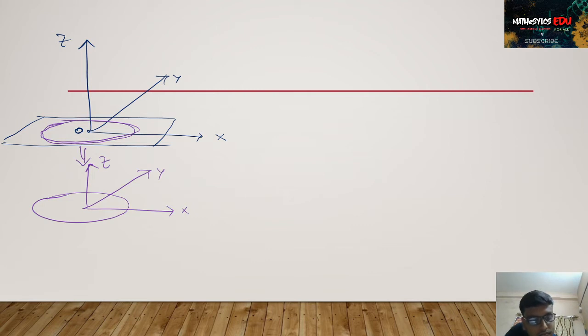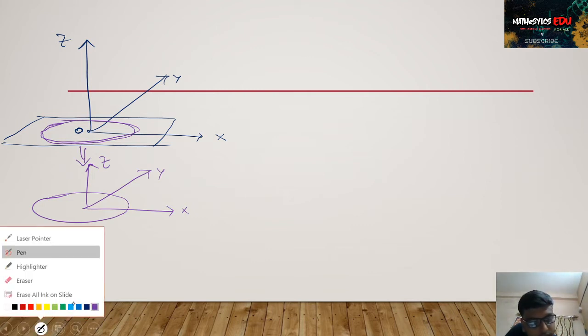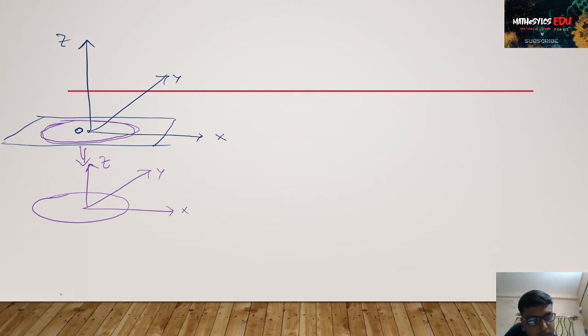Now, see, this particular point O is fixed, I told you before. Since this point is fixed, let me pin it to earth. Suppose this is earth. Let me pin it to earth.